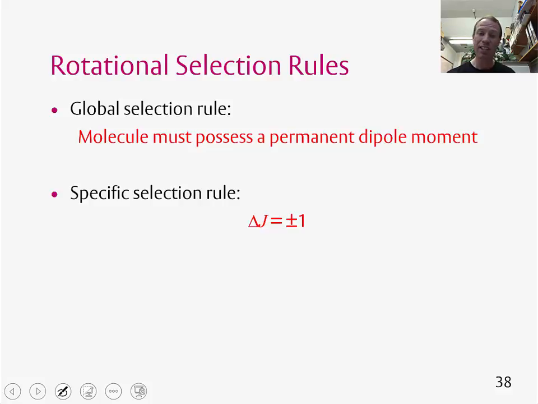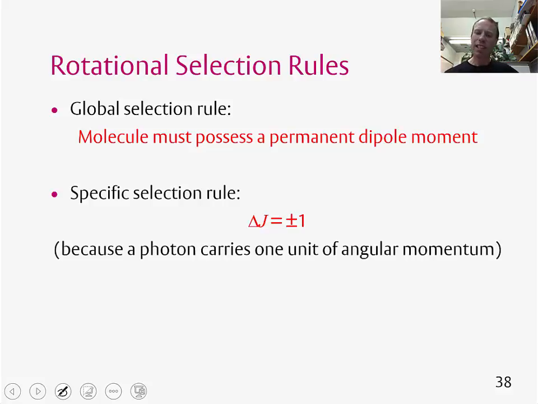So this says that in a transition from a certain J value, J can only go up or down by 1. And this has an effect on what the spectrum looks like. The reason why delta J is plus or minus 1 is because the molecule is interacting with a photon of light, and a photon has 1 unit of angular momentum. As it's absorbed by the molecule, it can either increase the angular momentum of the system by 1, or if the angular momentum is pointing in the opposite direction, it can decrease the angular momentum of the system by 1.